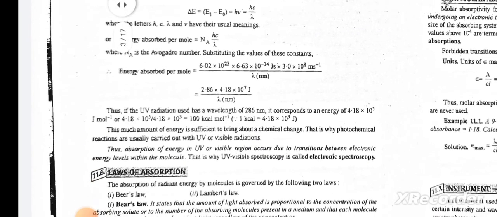Thus this much amount of energy is sufficient to bring about a chemical change. That is why photochemical reactions are usually carried out with UV or visible radiations. This absorption of energy in the UV or visible region occurs due to the transitions between electronic energy levels within the molecule. That is why UV visible spectroscopy is called electronic spectroscopy.